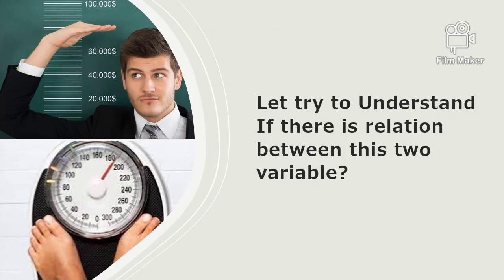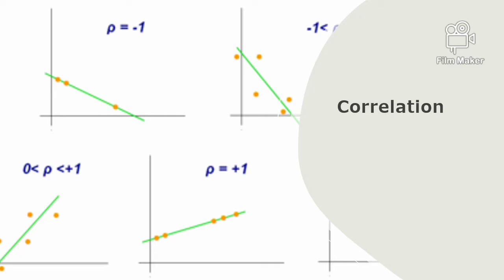Let's try to understand if there is a relation between these two variables, the height and the weight. Do you think the height has a relation to the weight? The height is the x and the weight is the y. So these are the two variables. So these are the correlation.